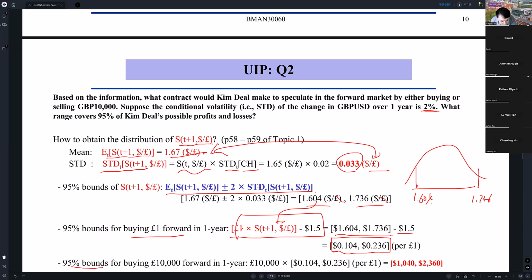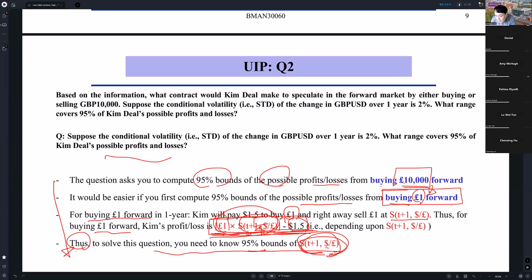Finally, the 95% bound for buying a 10,000 pound forward is just this times 10,000 pounds. So the pound will be canceled. Multiplying each, you will get the lower and upper bound of the 95% bound of buying a 10,000 pound forward. Exactly the same thing, right? I just want you to practice with these two questions to think about these kinds of questions.